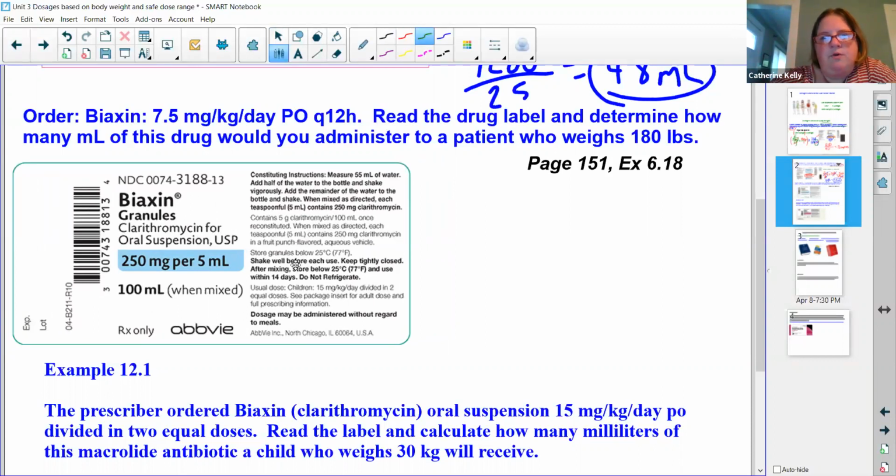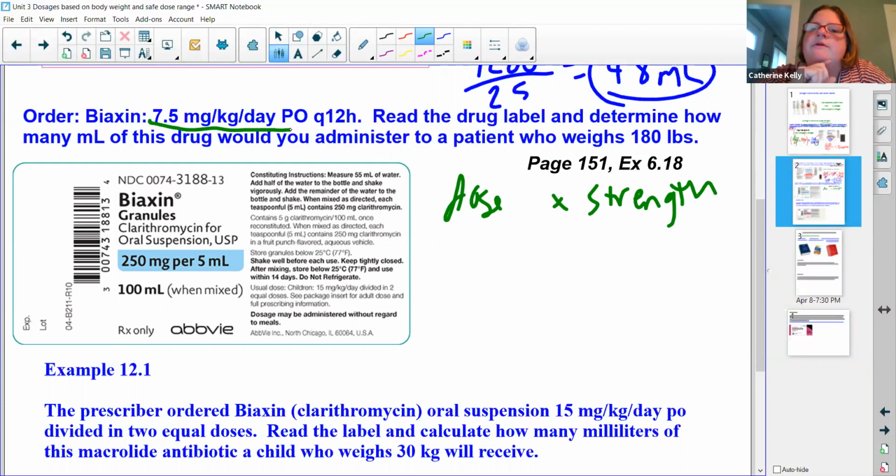Okay, so we have our dose times our strength. And the dose is 7.5 milligrams per kilogram per day. When you see this in the 3 increments there, we're going to put milligrams on top and kilogram per day on bottom. So the dose is 7.5 milligrams per kilogram per day.